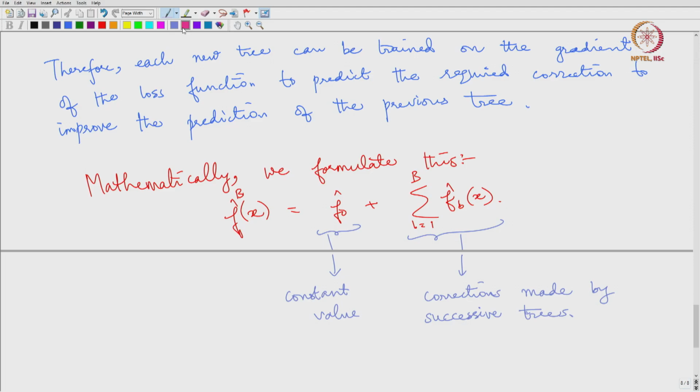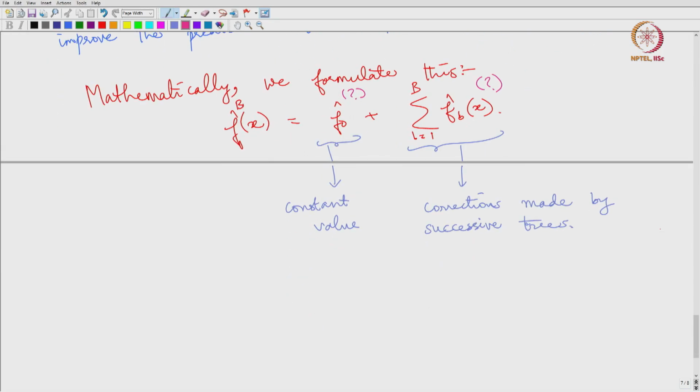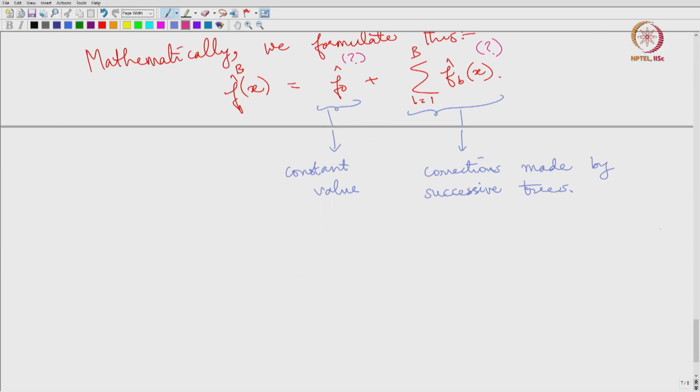Okay. So what is the constant value? That is one question, and how do we obtain these corrections made by the successive trees? That is the question that we need to answer. So now we know the logic behind gradient boosting. All that needs to be done is to figure out the constant value that you assume at the beginning of gradient boosting, and then the corrections made by the subsequent trees. So first let us find this constant value. Taking the example of the sum of squared errors loss function, we are trying to calculate the constant f̂_0, and f̂_0 is a constant.